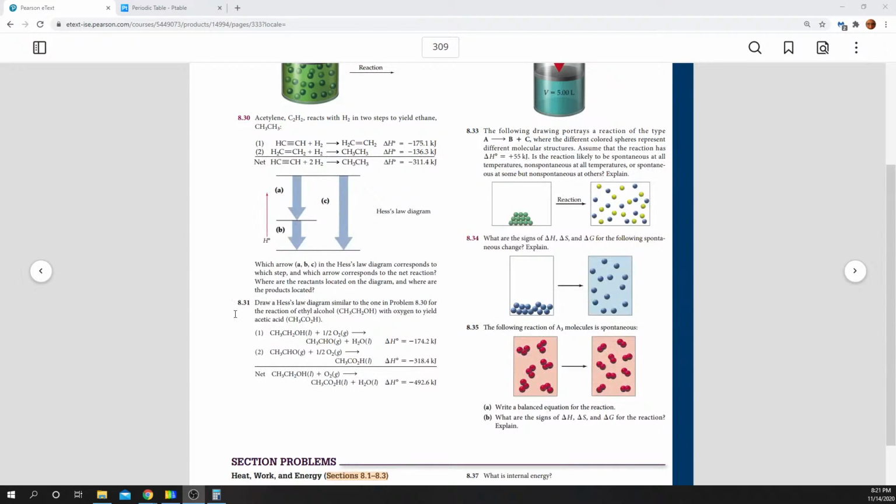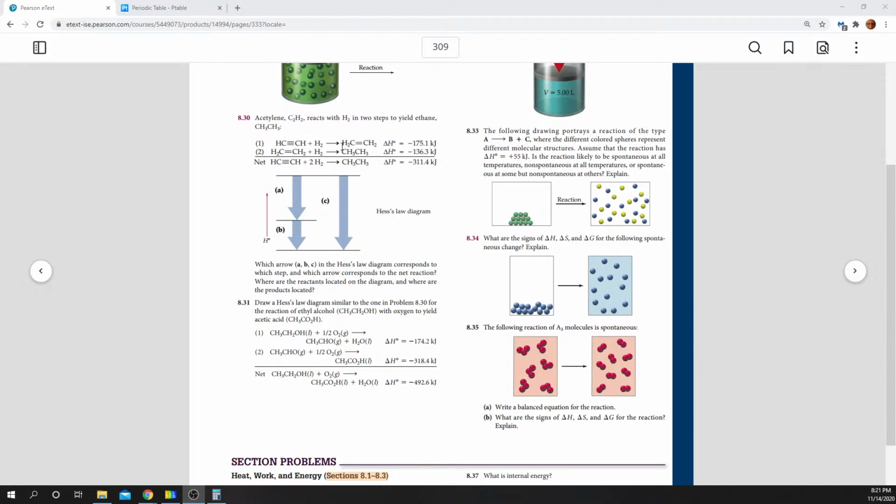Okay, 34. What are the signs of delta H, delta S, delta G for this following spontaneous change? It looks like it's getting colder because it's getting blue. But it looks like it's going from a liquid to a gas, so delta S is definitely positive regardless. It's spontaneous, so delta G is negative. Delta H could be positive or negative, but it's turning blue, so the surroundings are getting colder. Maybe that's what it means.